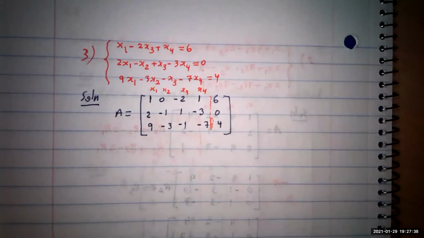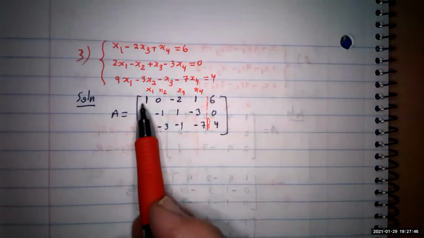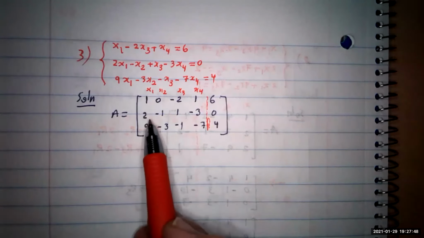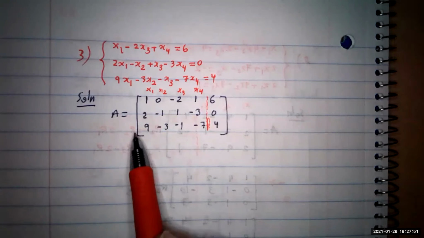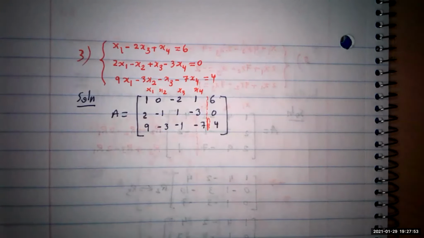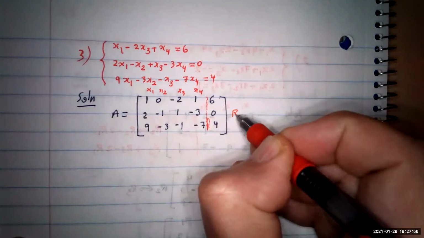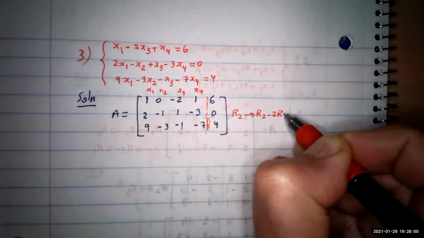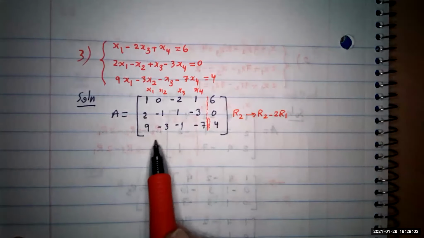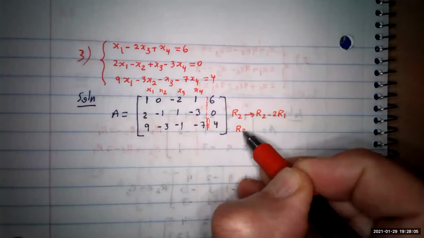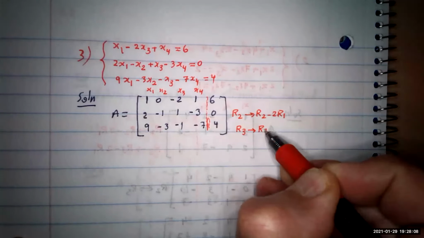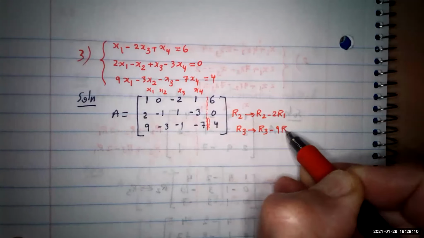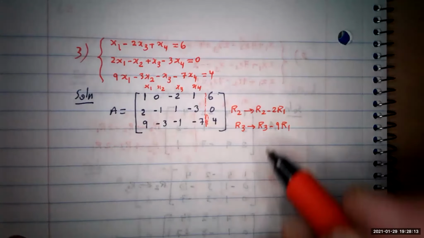Now try to reduce this matrix into its reduced echelon form. On the first row, I need the leading one, and you already got the one. So I have to get rid of these 2 and make it 0. That's the first action that I'm going to take. I change R2 into R2 minus 2R1 to get rid of the 2. And I change R3 into R3 minus 9R1.